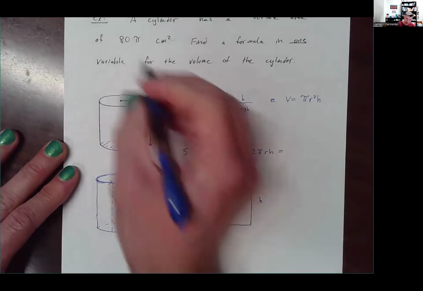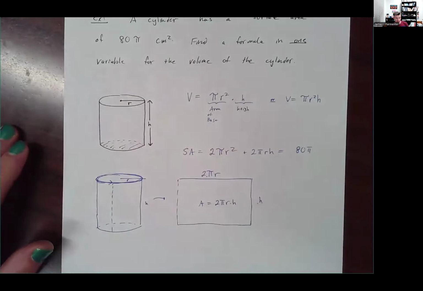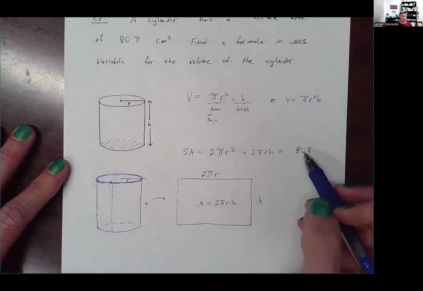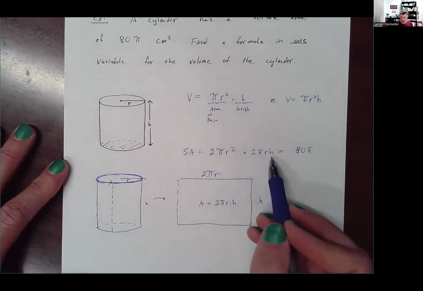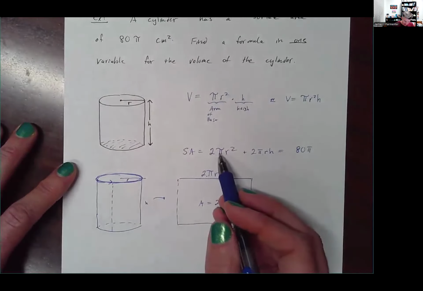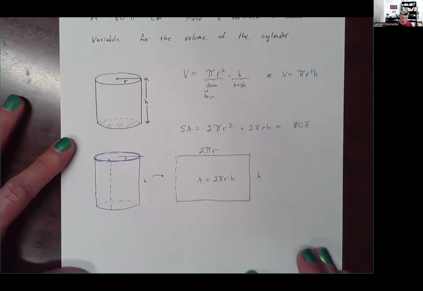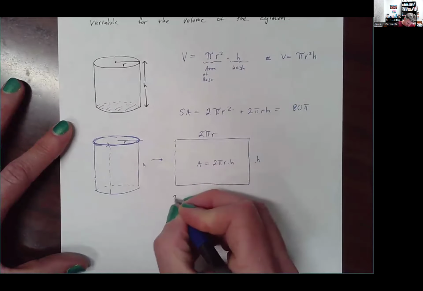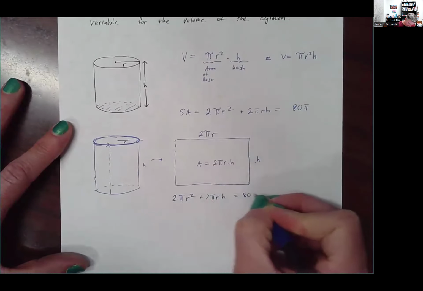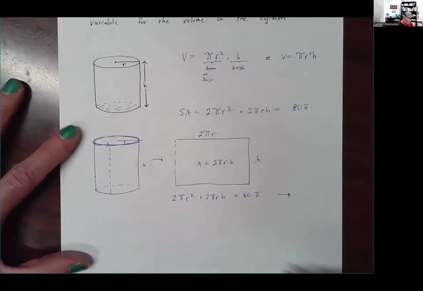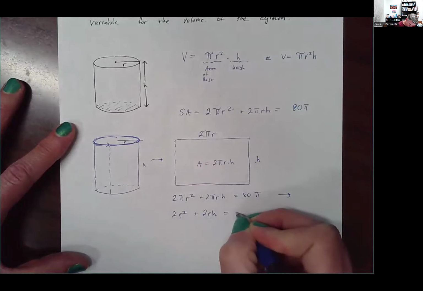And then we know that that's equal to 80 times pi. Now we want to isolate one of these two variables. I'm going to pick h, because there's an r here and an r there, which would be harder. I'm going to isolate h because there's only one h. I would also point out that since each part of this has a pi, we can divide both sides by pi. So if I take my equation, 2 pi r squared plus 2 pi r h equal to 80 pi, the first thing I'm going to do is divide everything by pi. You just get 2r squared plus 2rh equal to 80.